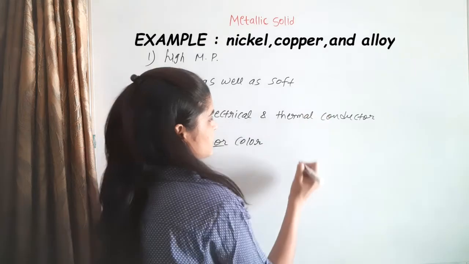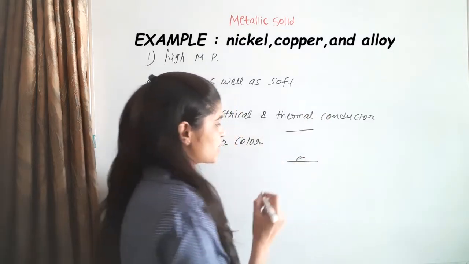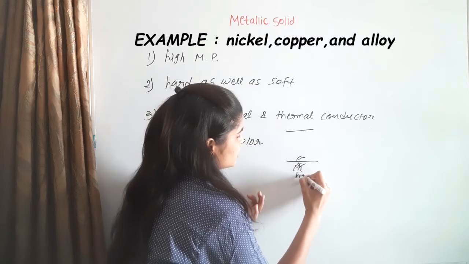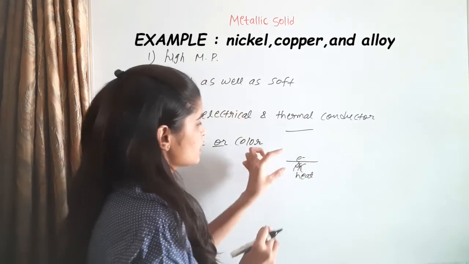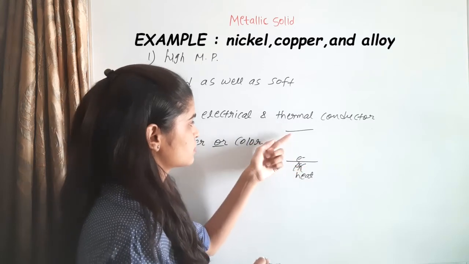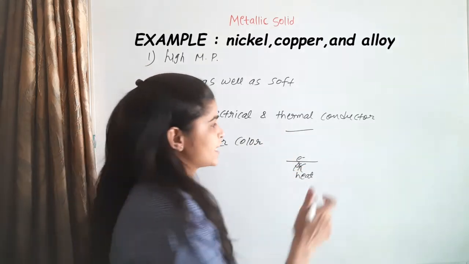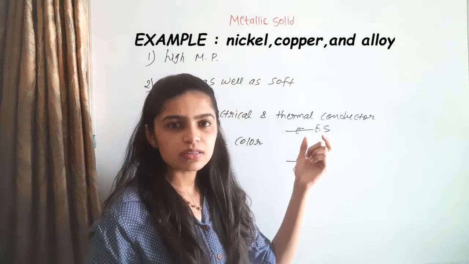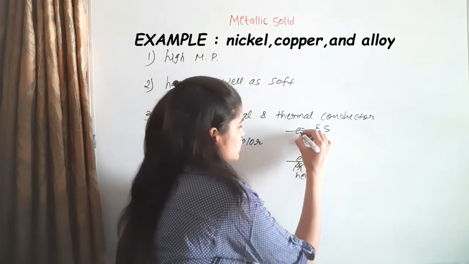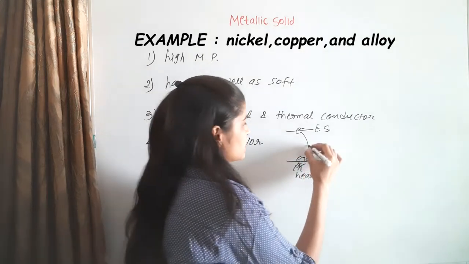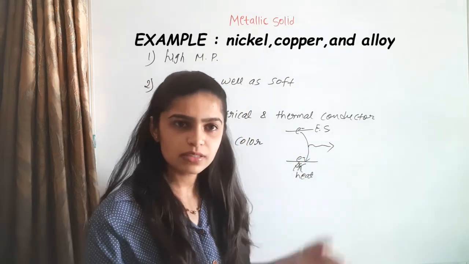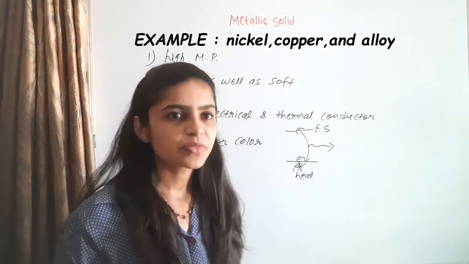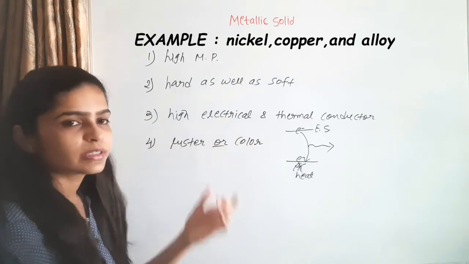For example, when an electron is in the ground state and we give some heat, the electron transfers from the ground state to an excited state. The excited state is unstable, so the electron returns to the ground state and releases some energy. This energy is in the form of a wave and gives different colors. So metallic solids give color.